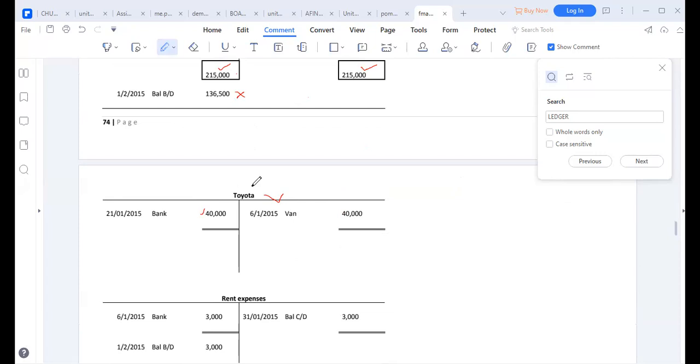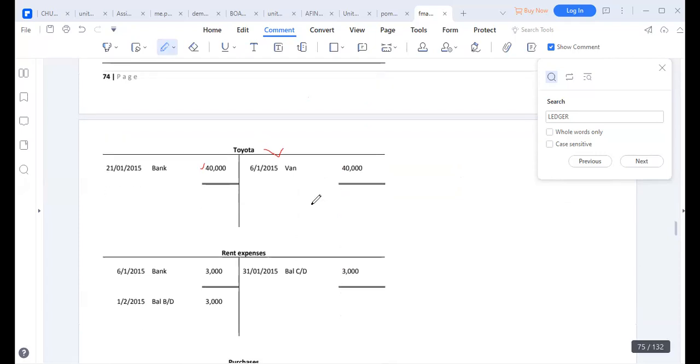Okay. Was it paid for? Yeah. There was just one transaction there. The transaction took place on 21 January. We bought this van from Toyota on 6 January and we made a payment on 21 January. So to balance off this account, since there is only one entry, the same figure on this side is what had also been entered here. Meaning the money was paid in full and nothing was remaining unpaid.